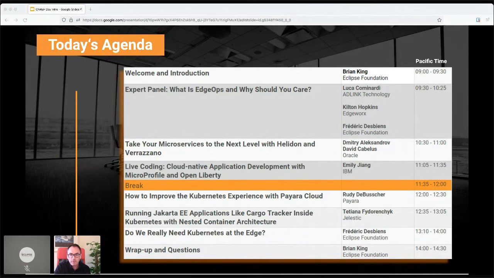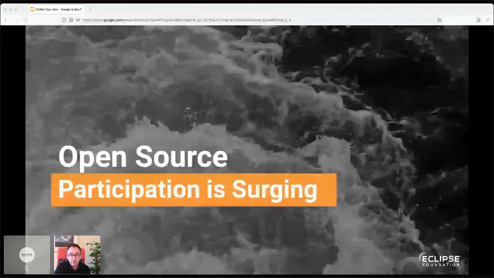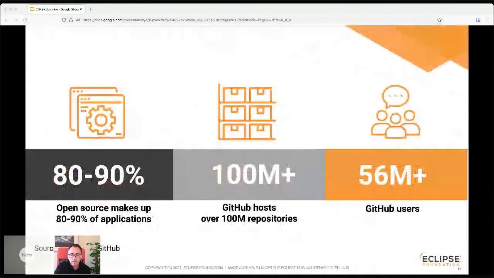I just want to talk a little bit about open source, and what I'm going to present in the next couple of slides is not really going to be surprising to anybody here. Open source participation is surging. Open source is winning or has won, depending on what perspective you look at it. But of course, there's always work to be done, and there's always great projects to collaborate on.